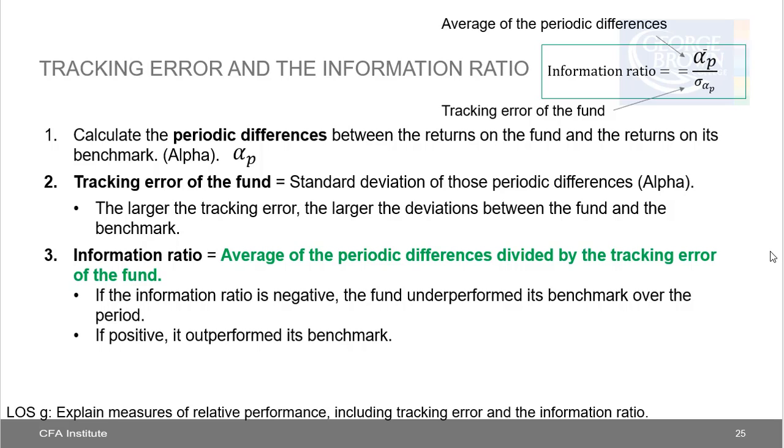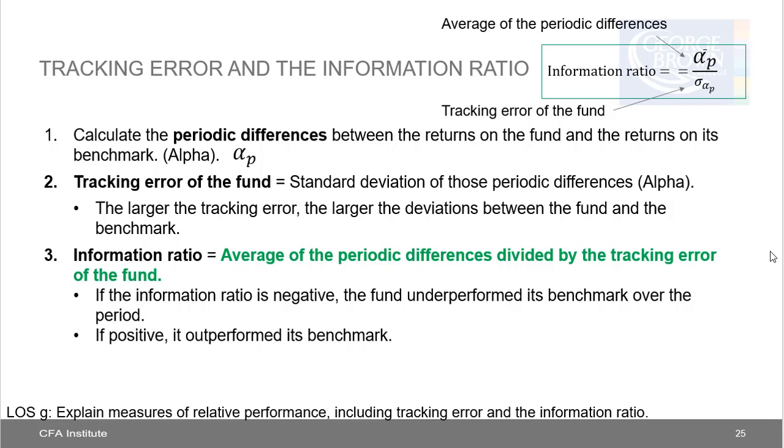The reward part of the information ratio is the difference between the holding period return on the portfolio and the return on an appropriate benchmark over the same time. We call that the alpha. The risk part of the information ratio is based on the tracking error of the fund, that is, its deviations from the performance of the benchmark. So the information ratio equals the difference between the holding period return on the portfolio and the return on the benchmark, which is alpha, divided by the tracking error of the fund.